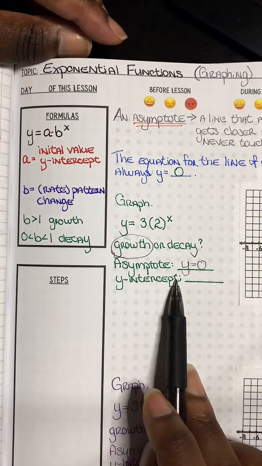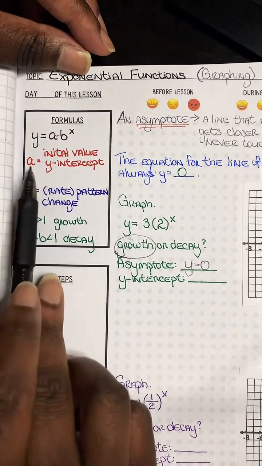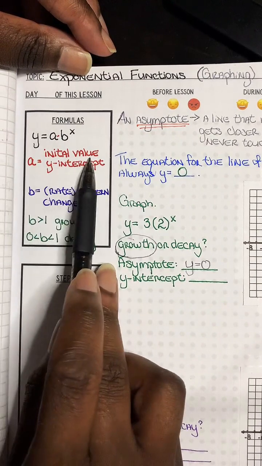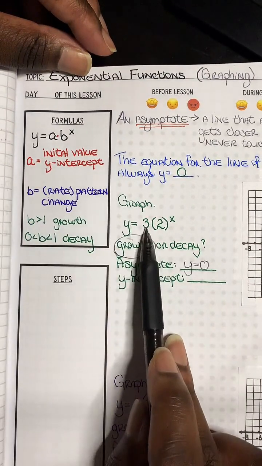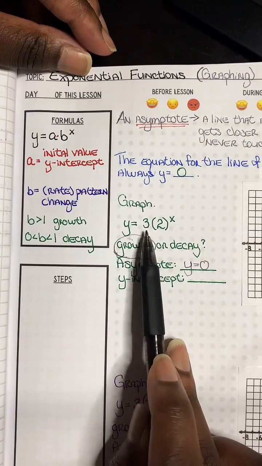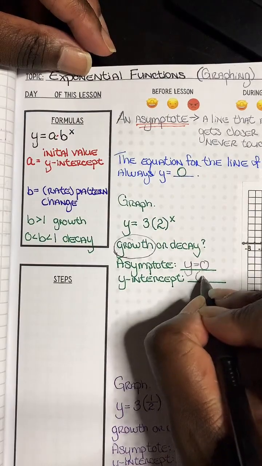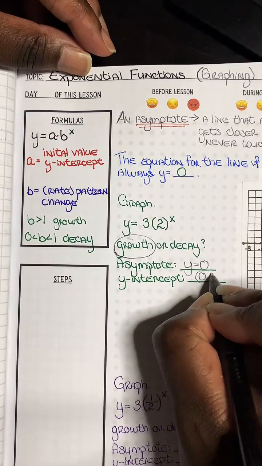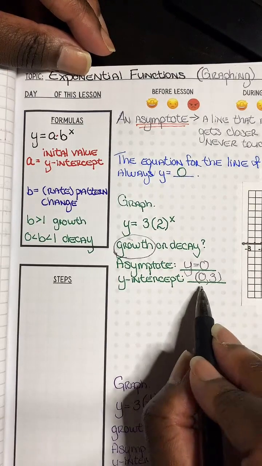So my y-intercept, just like we have in the definition, is our initial value. It's our a, the number in front of the parentheses. So our y-intercept is going to be at (0, 3), because remember, the y-intercept is when your x value is equal to 0.